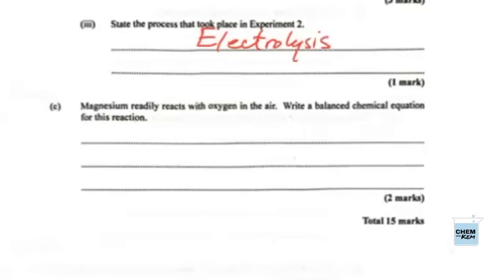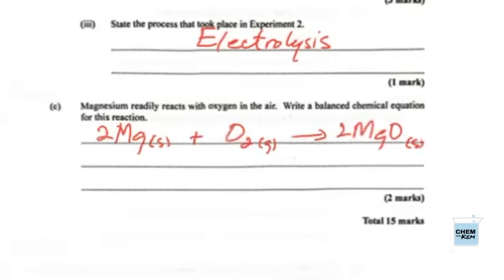And in part C, magnesium readily reacts with oxygen in the air. Write a balanced chemical equation for this reaction. All right, so let's just go Mg plus oxygen gives MgO, and of course O2, so we need 2 in front of the magnesium oxide and 2 in front of magnesium, and that would give us our full marks, 15 marks for question 4.